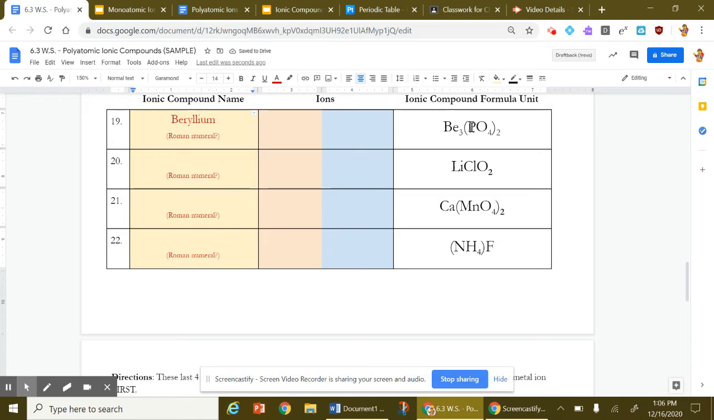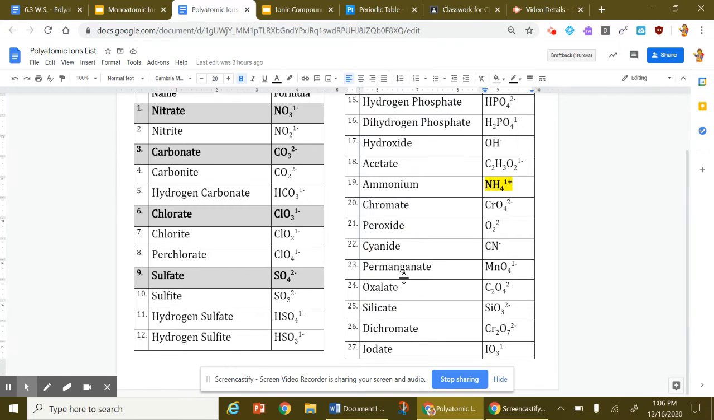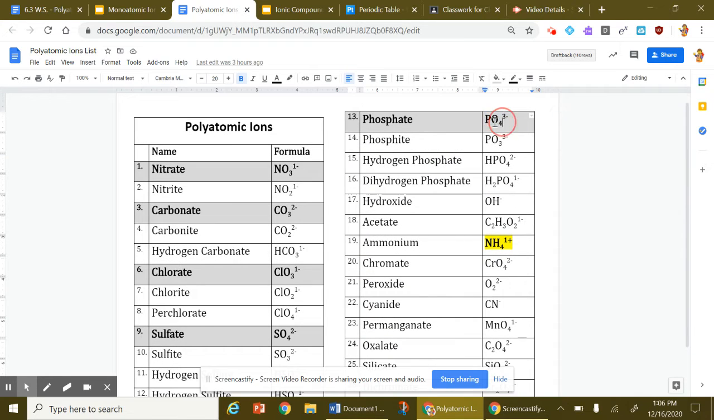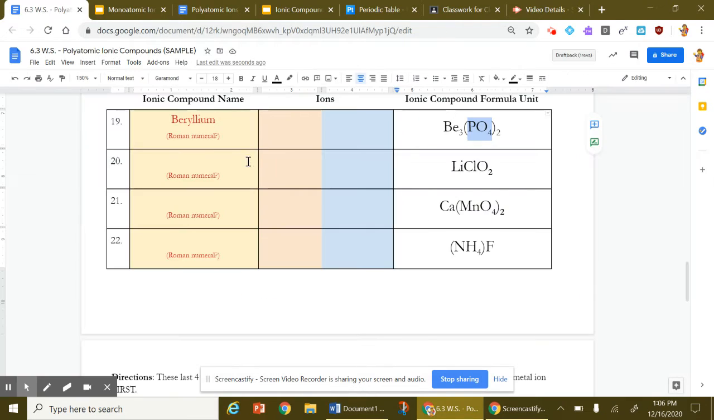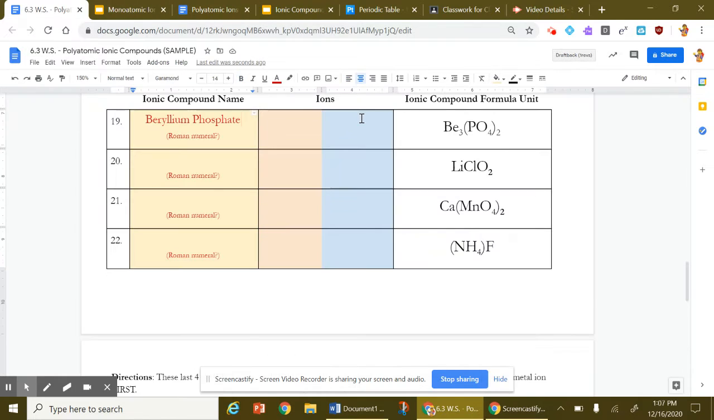All right. What is PO4? What is this PO4 that we have two of? Well, I'm going to go to this polyatomic ion sheet. PO4. That's phosphate. PO4 is phosphate. So this deal right here is beryllium phosphate. In fact, let me just paste this phosphate in here. Okay. Cool. Phosphate. Great.